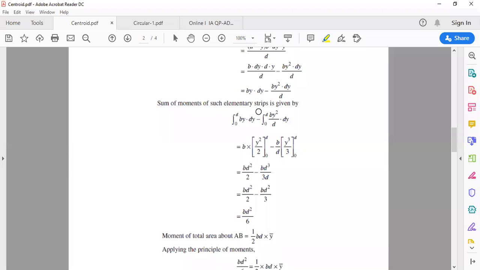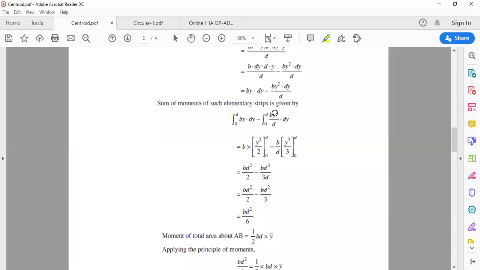So in both these terms, I'm going to integrate with respect to y. In this first term, b is constant. Integration of y is y square by 2. Limits are 0 to d. So substitute y as d, upper limit minus lower limit. So you will get b d square by 2.